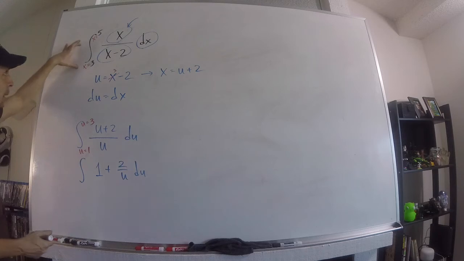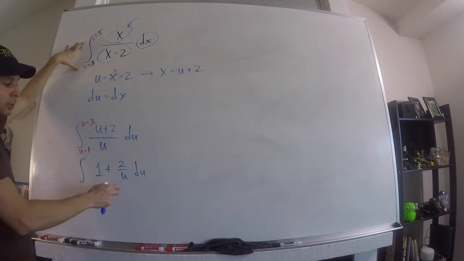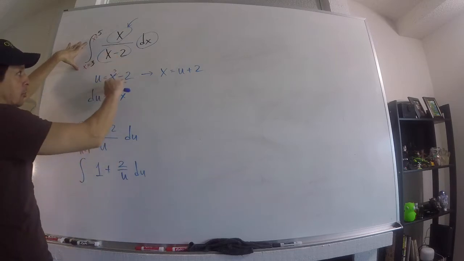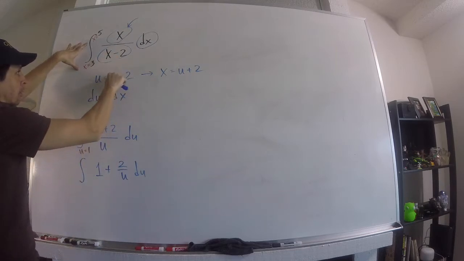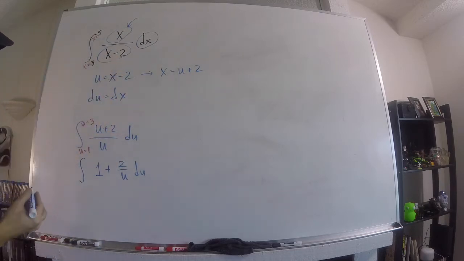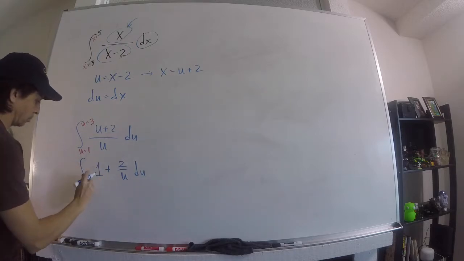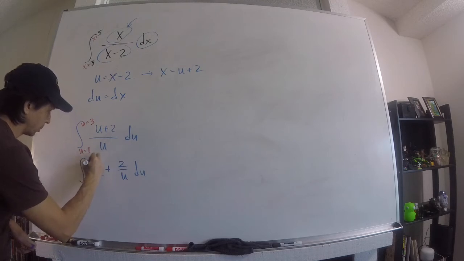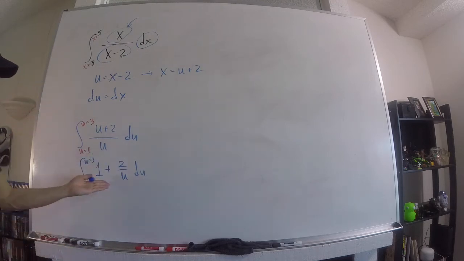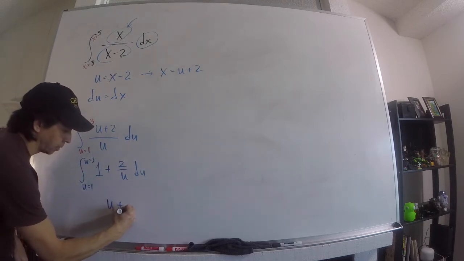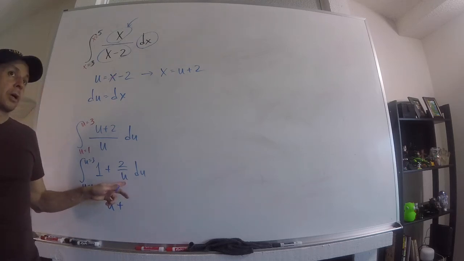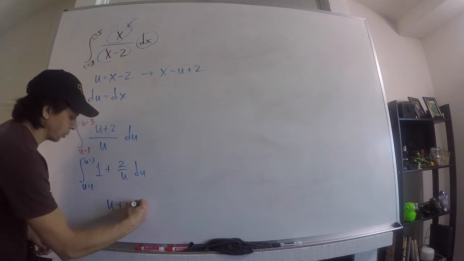If you leave them as x bounds and you don't change your bounds, that means at the end you will need to convert your antiderivative back to x using this. Okay, let's see. I should write the u's to remind myself which way I'm doing it. Okay, antiderivatives of 1. And here it's 2u to the negative 1, but that's a power that does not work with the power rule. That is your natural logarithm.